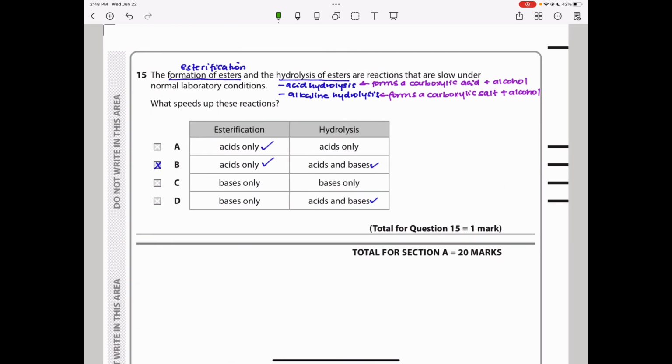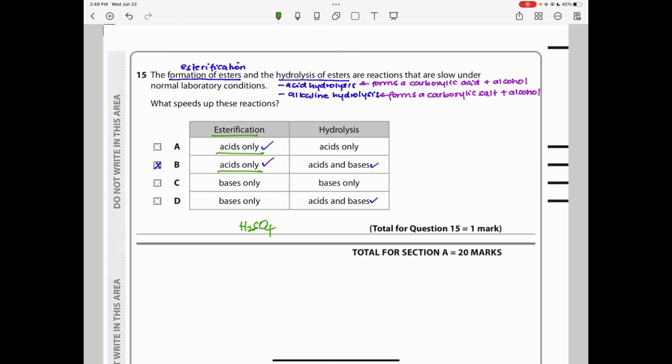And lastly, question 15 says the formation of esters and the hydrolysis of esters are reactions that are slow under normal laboratory conditions. So they ask what speeds up these reactions. If we want to speed up these reactions, of course, we use a catalyst. Now, because they have said formation of esters, which is esterification, and hydrolysis of esters, when we form an ester, it's esterification, and we use sulfuric acid as a catalyst. So esterification uses acid catalyst only.